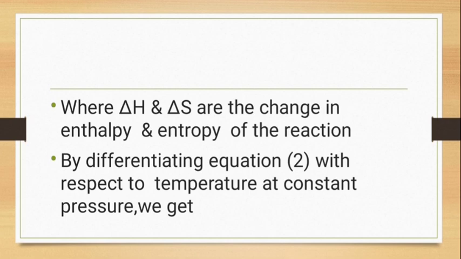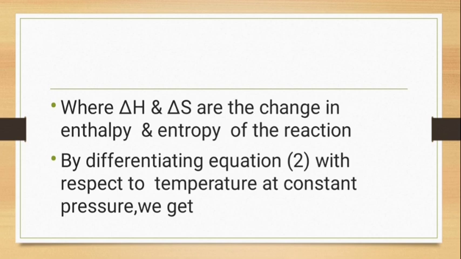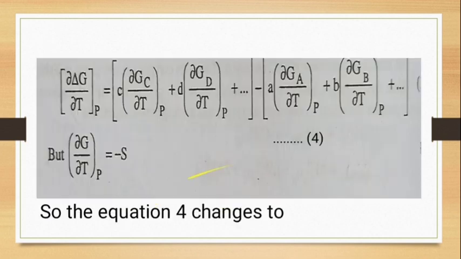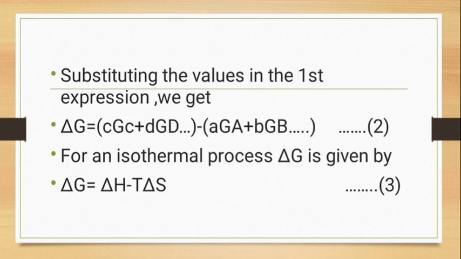Now differentiate equation number 2 with respect to temperature, keeping the pressure constant. So our equation number 2 is this, and we are going to differentiate it with respect to temperature and keep the pressure constant. After differentiation of equation 2, we will get del delta G divided by del T at constant pressure, that is, the change in Gibbs free energy with respect to change in temperature at constant pressure, is equal to: just divide each term of this equation by dT at constant pressure.